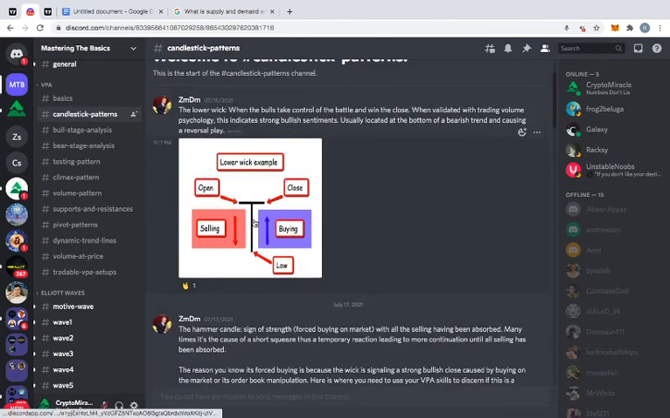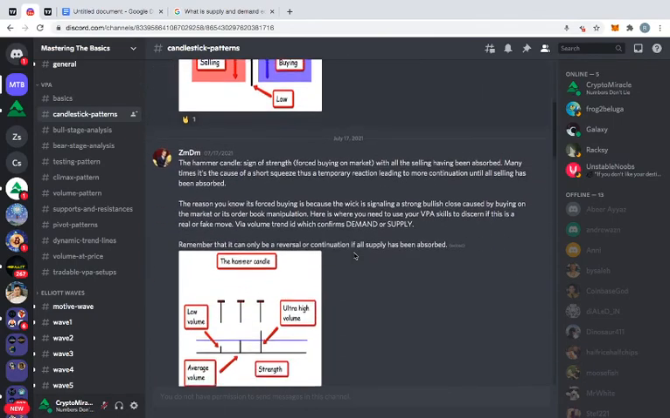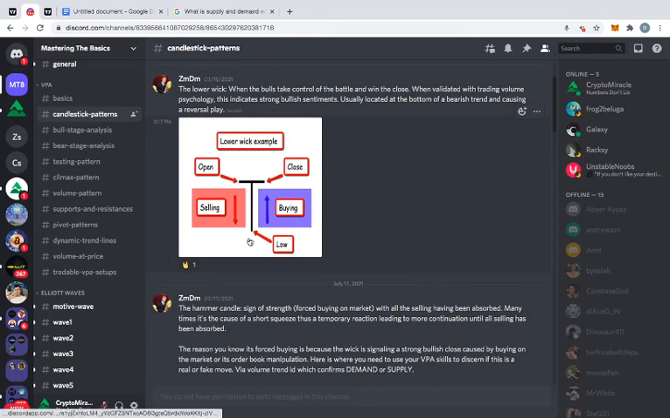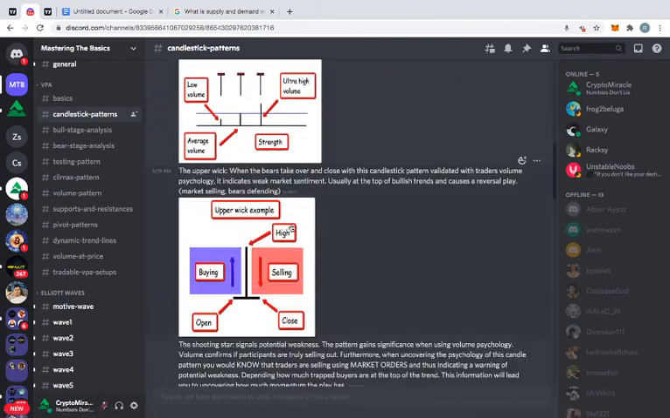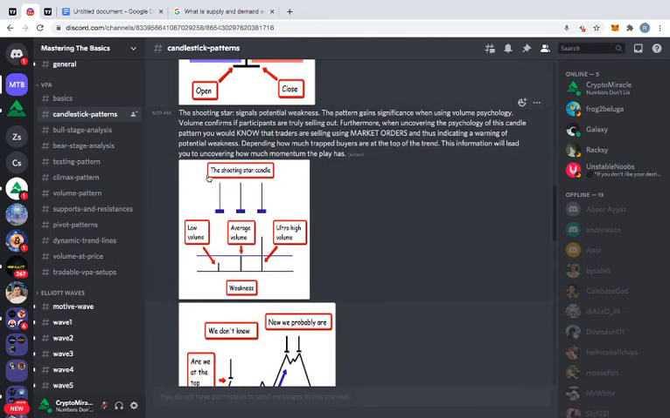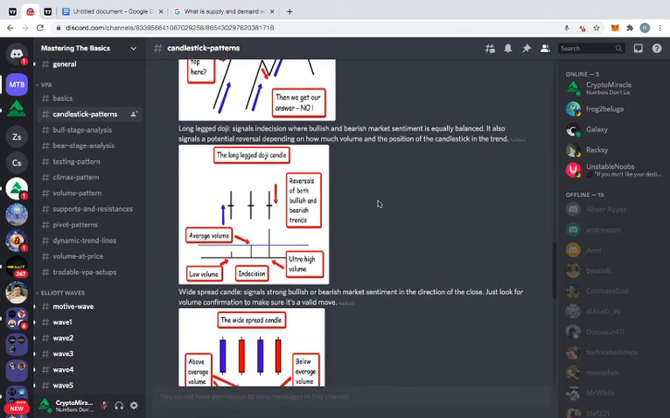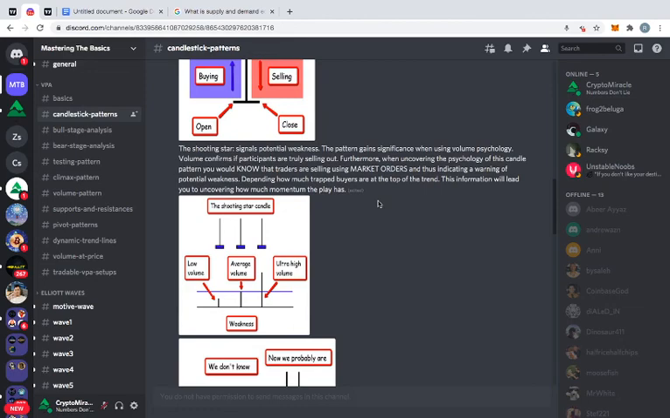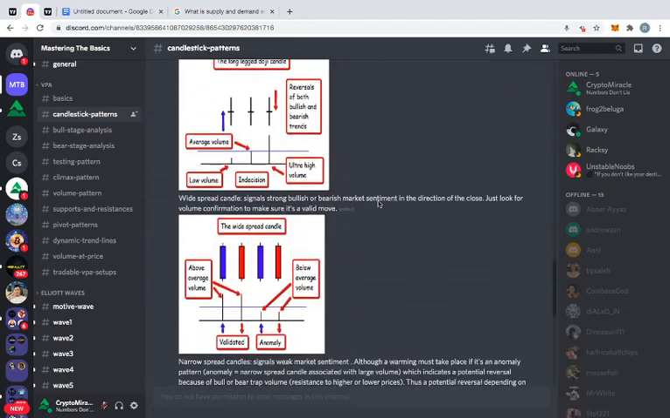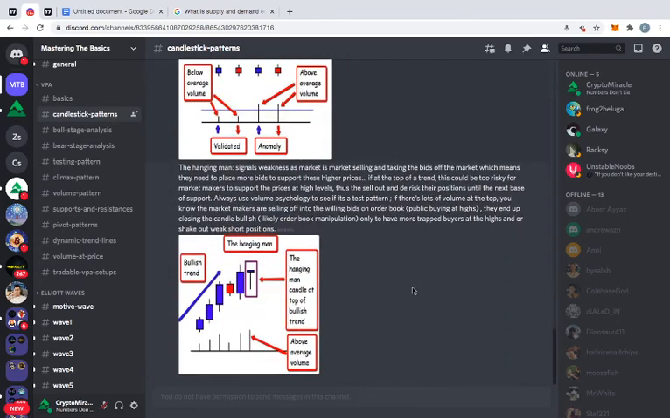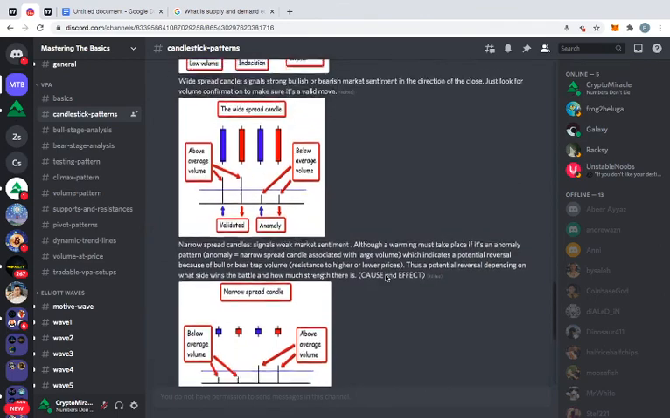We have a lower wick example. This one here is basically the same thing as a hammer, right here, the hammer. But it's the psychology of it that you really want to understand, is that, boom, they're closing their positions on market. This one here, same thing. Upper wick example, closing their positions on market. It's actually called the shooting star candle, and this is what the girl talks about. She talks about the most important ones: the hammer candle, the shooting stars, and the long leg doji, and of course the wide spread candle, narrow spread candle, and the hanging man at the top of the market right here.